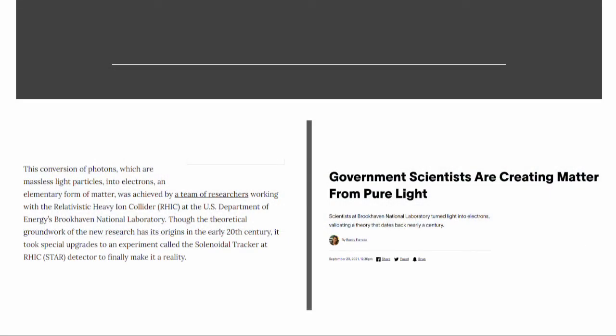And that's because we know, like here's a study: government scientists create matter from pure light. Light is information. Light can be slowed down. Crystallized light, that's what crystals are. That's what DMT is. It's crystallized light information, pure information.